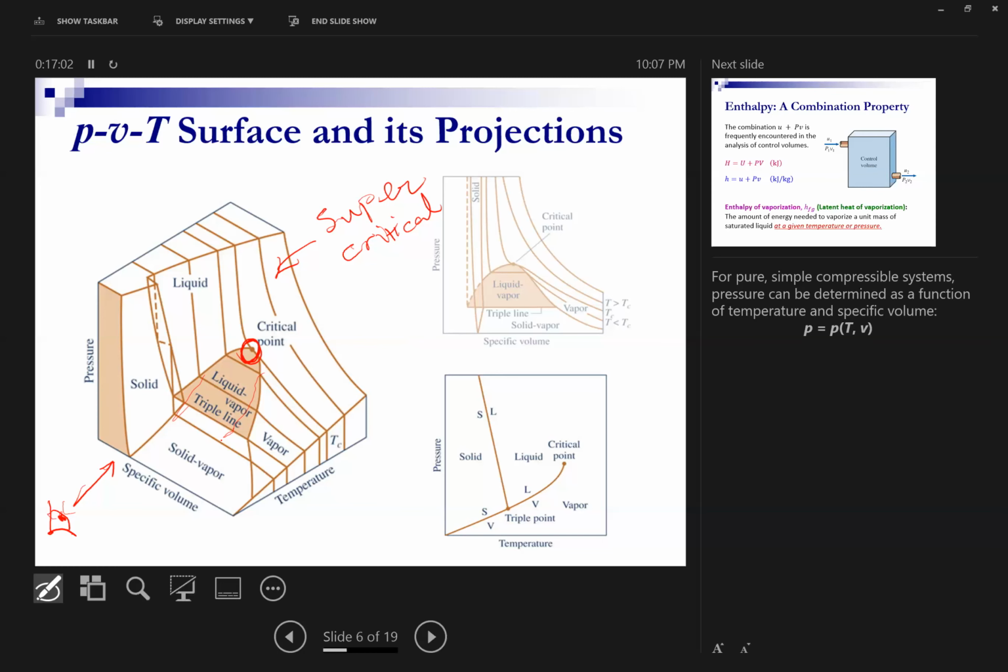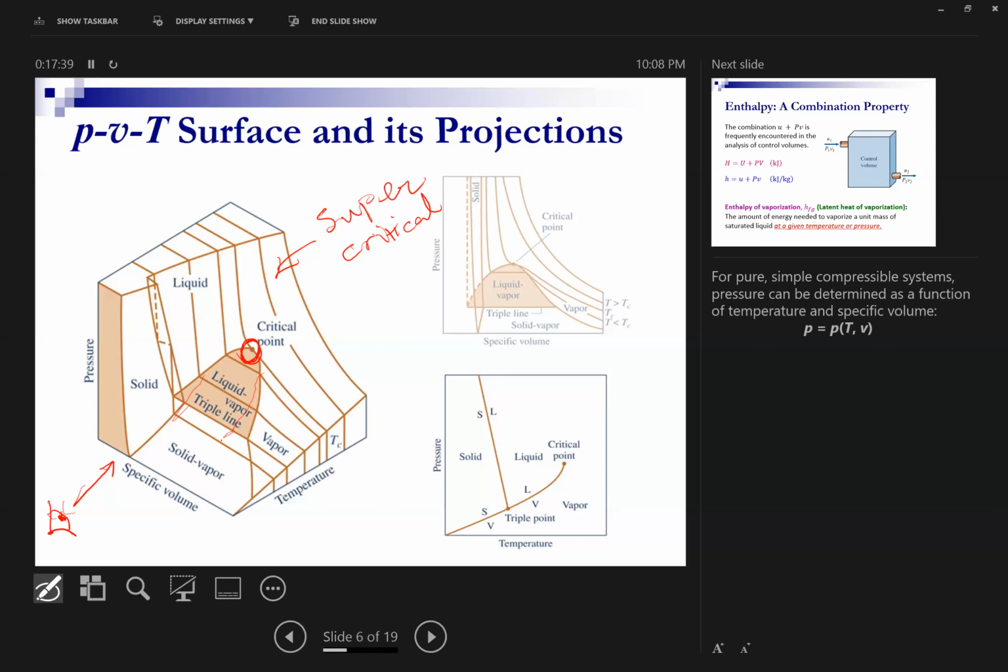Okay, this is a very important line, and we will return to it when we're discussing power cycles, right? I will return to this line because it defines the minimum temperature that we can reach in a power cycle. Why? Because below this line we will have the solid phase, and that is something we don't like in our cycles. We don't like the water to freeze in the pipes. So this is an important limit for us.